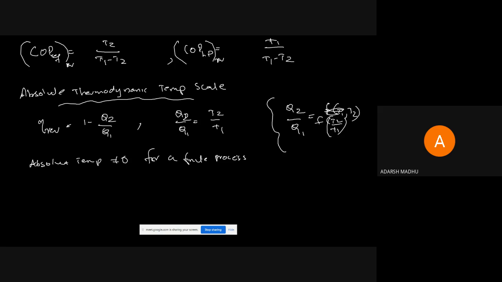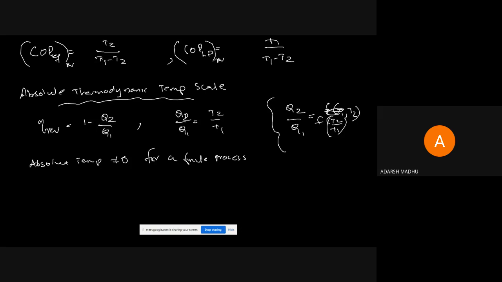A finite process. Okay. So after establishing the concept of the zeroth law of thermodynamics or the absolute temperature scale, after defining the term absolute thermodynamic temperature scale, how can we find the absolute temperature for a particular process? So here we use a reference temperature. We are using a particular reference temperature that is defined by Kelvin. So the Kelvin temperature scale arrives.